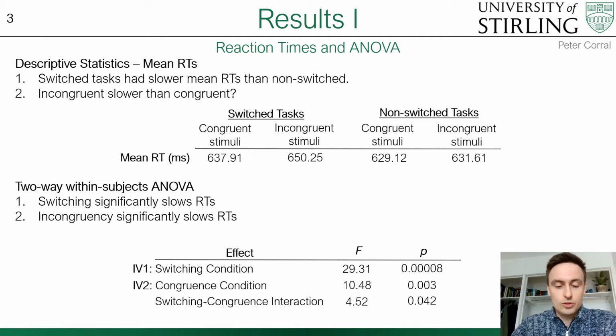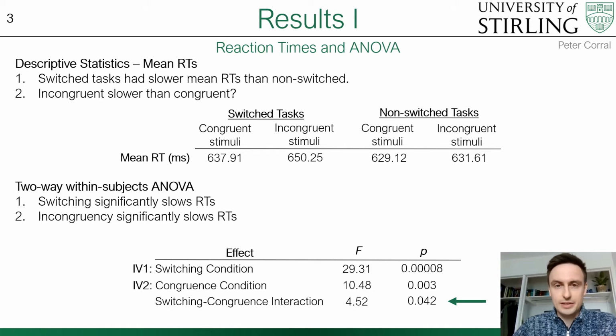In the ANOVA table shown, the high F values and small p values in all 3 rows show that reaction time was significantly affected by a switch condition, that's the top row, and stimuli congruence, that's the middle row. And there was also a significant interaction between those 2 independent variables, and that's the bottom row. Overall, switch condition had a more significant effect than the congruence condition, and that's just indicated by the larger F and P values for IV1 versus IV2.